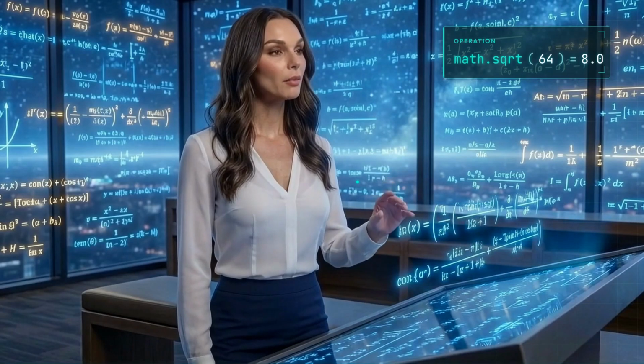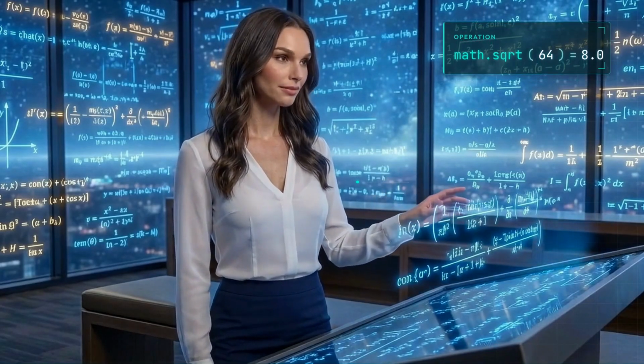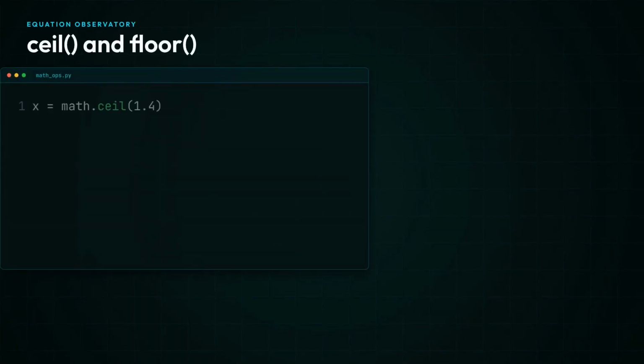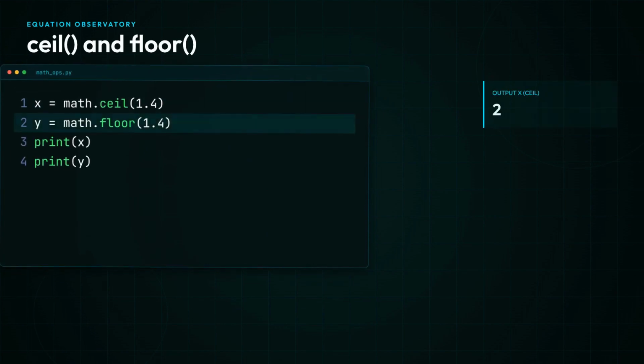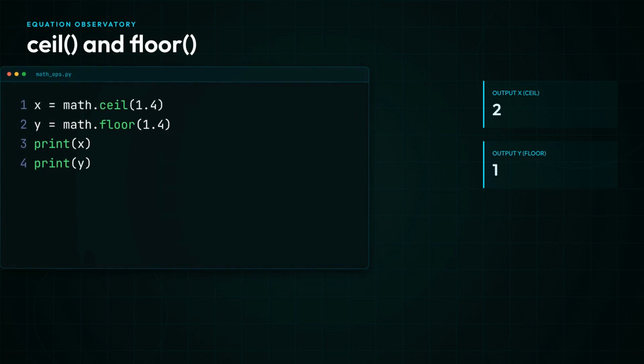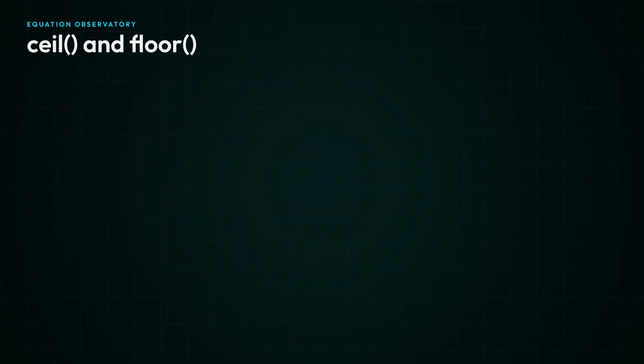Now, let's look at how we handle rounding using ceil and floor. The math.ceil method always rounds a number up to its nearest integer, while math.floor rounds it down. So, 1.4 becomes 2 with ceil and 1 with floor.